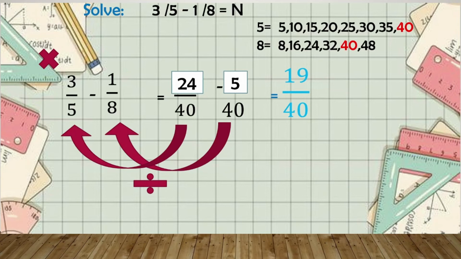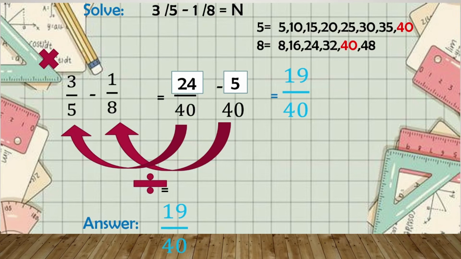19/40. Then, let's see kung may lowest term pa ba ang 19/40. May pwede pa ba sa kanila i-divide or may multiple pa ba silang dalawa? Okay, wala na po. So, kasi si 19 is a prime number. Okay, so wala nang ibang pwedeng i-divide kay 19 na pwedeng i-divide kay 40. So, the answer is 19/40. That is our answer. Now, meron na tayong sagot.